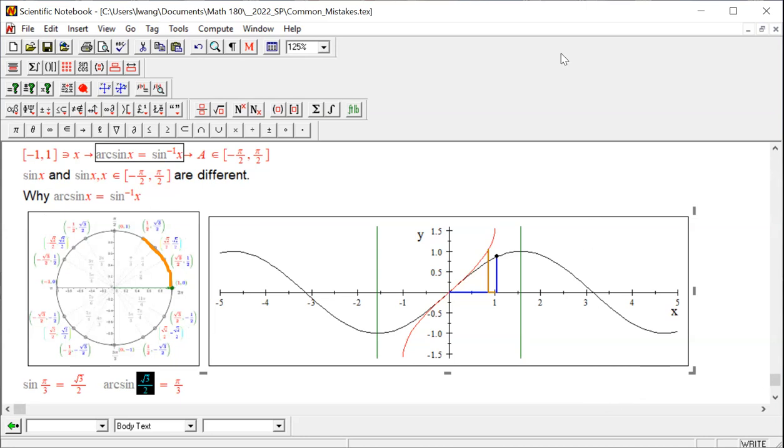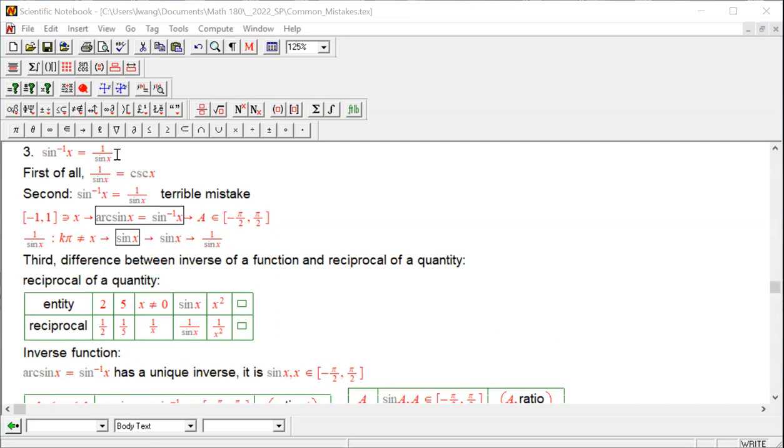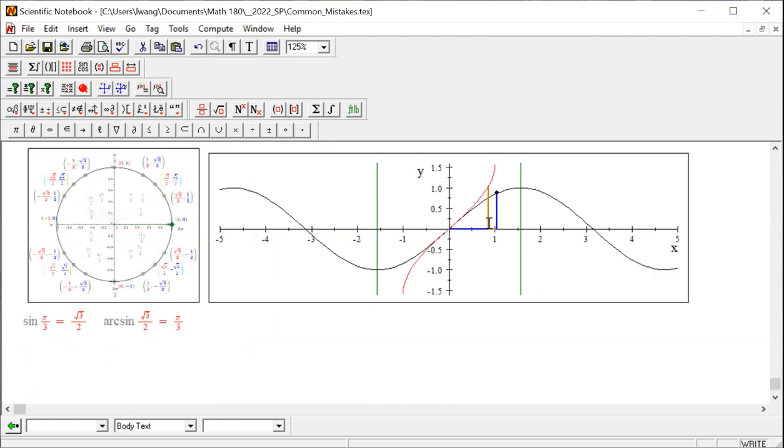The same is true for arc cosine, etc. So don't read it as sine inverse. It confuses you. It could confuse a lot of people. So with that understanding, I hope that we can move forward. This is a terrible mistake. We saw this in calculus class.